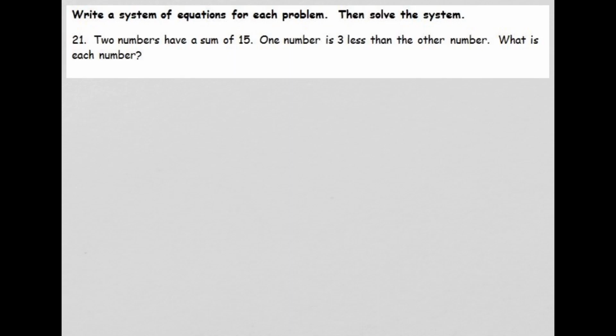Okay, last page. Two numbers have a sum of 15. One number is 3 less than the other number. What is each number? I know you could guess and check your way out of this, but that's not the point of this problem. Let's define our variables. X and Y are numbers. You can define your variables for this one just really simply. Hey, X and Y are my numbers. Tell me what your variables are.